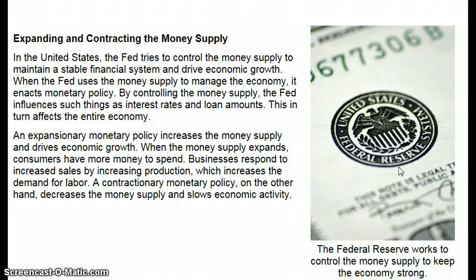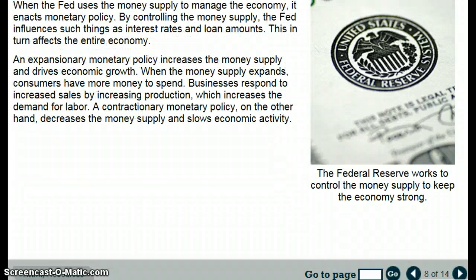An expansionary monetary policy increases the money supply and drives economic growth. When the money supply expands, consumers have more money to spend. Businesses respond to increased sales by increasing production, which increases the demand for labor. A contractionary monetary policy, on the other hand, decreases the money supply and slows economic activity.